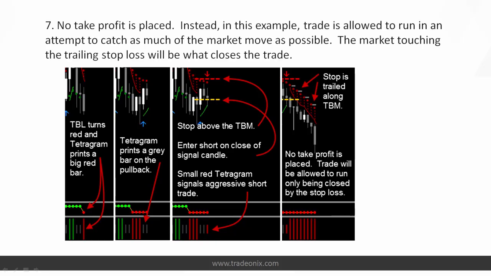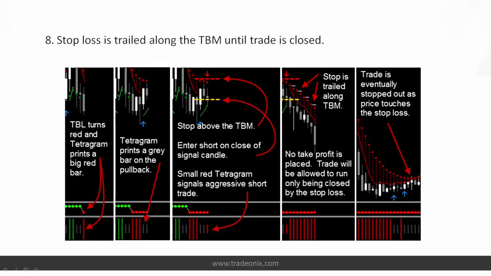No take profit is placed, and instead, in this example, the trade is allowed to run in an attempt to catch as much of the market move as possible. The market touching the trailing stop loss will be what closes the trade. So we will not have a 1-to-1, we will not have a 2-to-1 or a 10-to-1 take profit anywhere. We are just going to let the trade run, and we're going to manage the stop loss along the TBM dots. Stop loss is trailed along the TBM until the trade is closed.